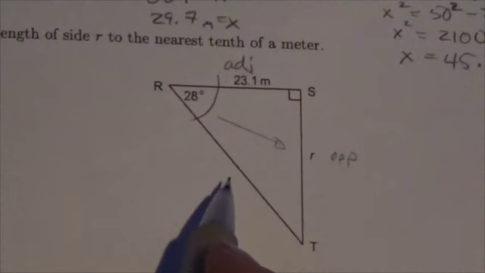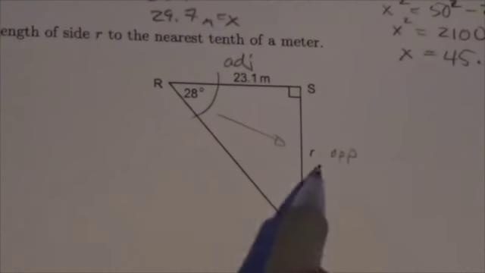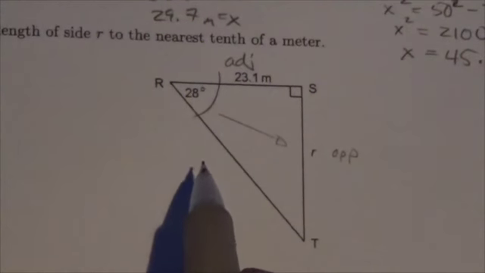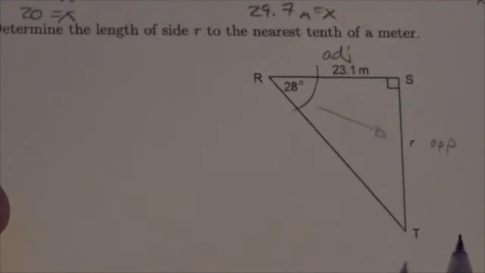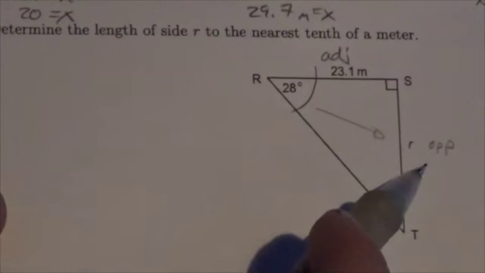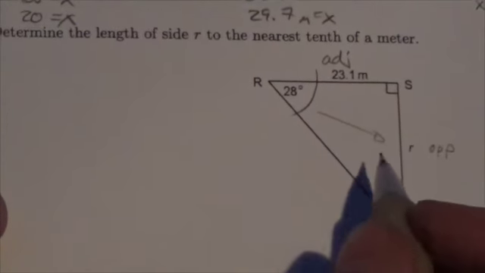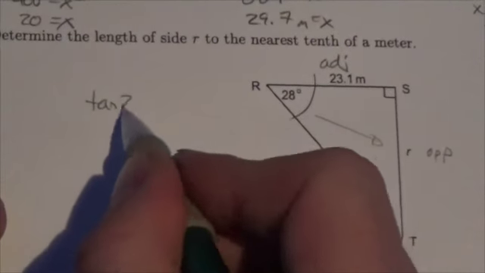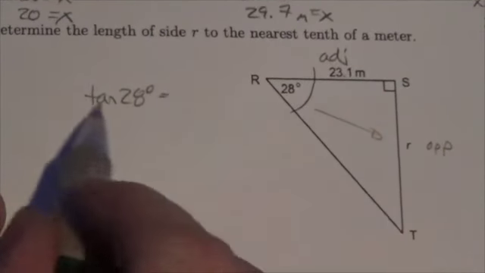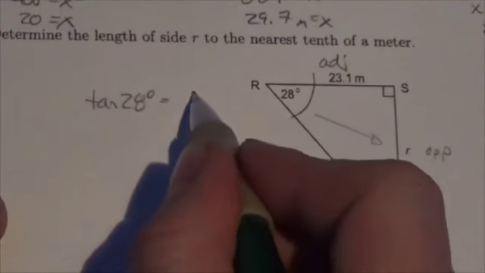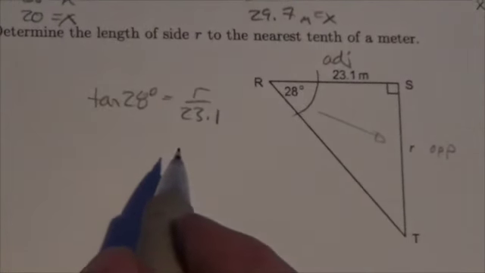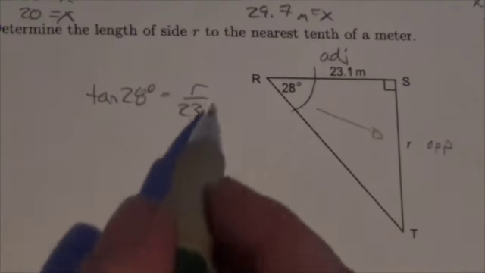So in this particular case here, we are looking for the opposite side. We're given the adjacent side to this angle right here. So now I've got to think, what trig function do I know that relates the opposite side to the adjacent side? And the answer is tangent. So this is going to be the tangent of 28 degrees is equal to the ratio of the opposite side, r, over 23.1.